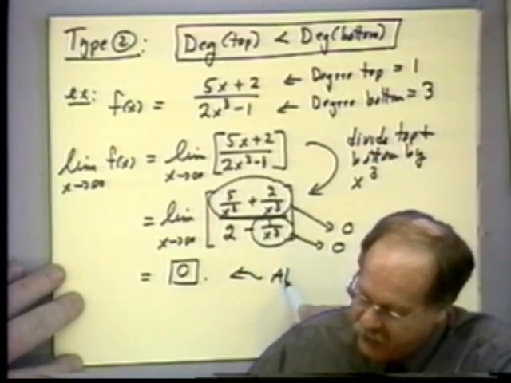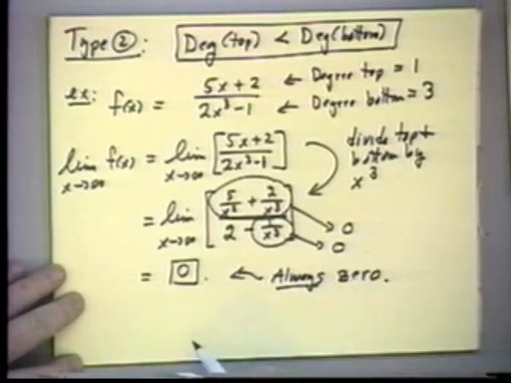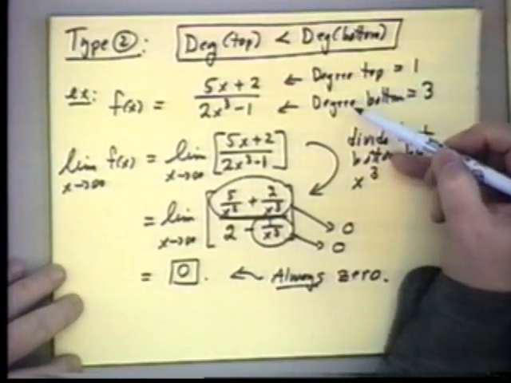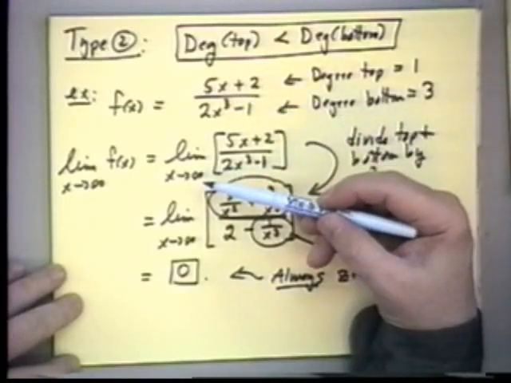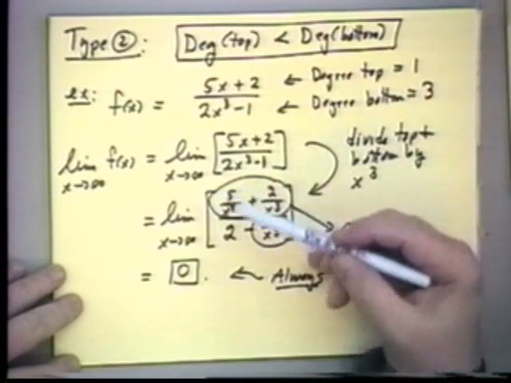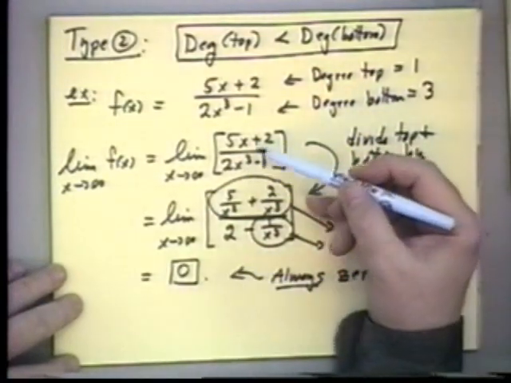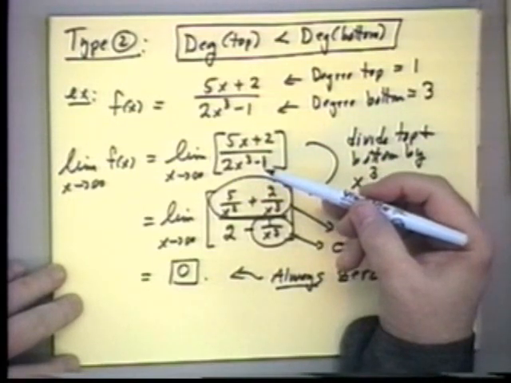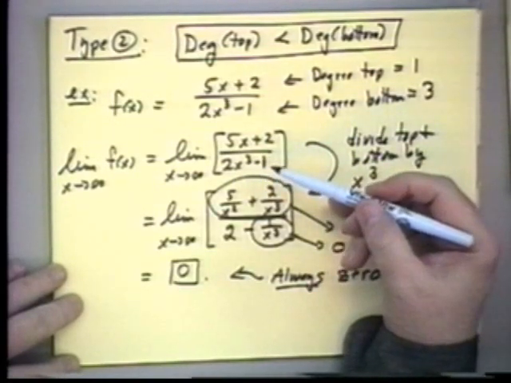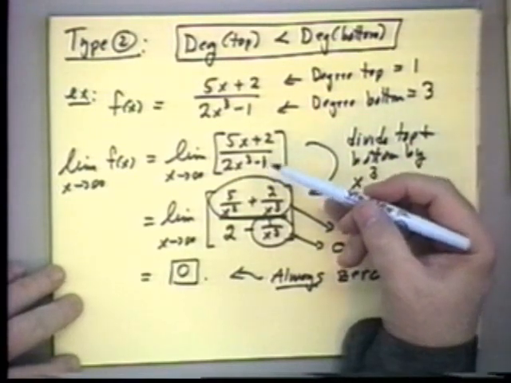This will always work. This is always going to be 0. If the degree of the top is less than the degree of the bottom, then the limit of the rational function as x goes to infinity or minus infinity will always be 0. A colloquial way to think about it is, both of these expressions, the top and the bottom, are going to infinity, but the bottom gets there first. The bottom wins the race, so that means it takes it to 0.